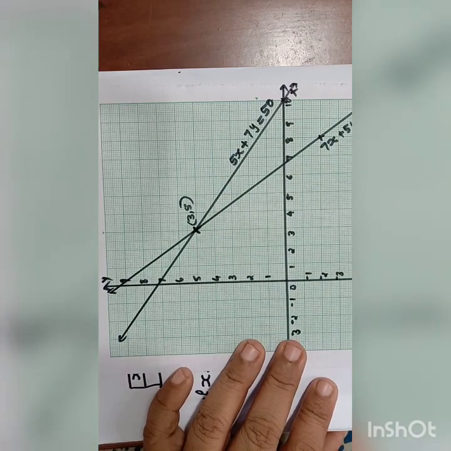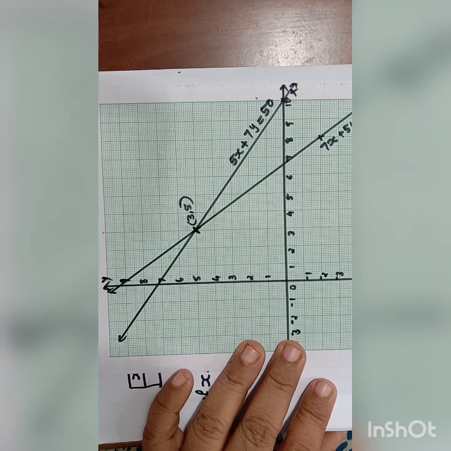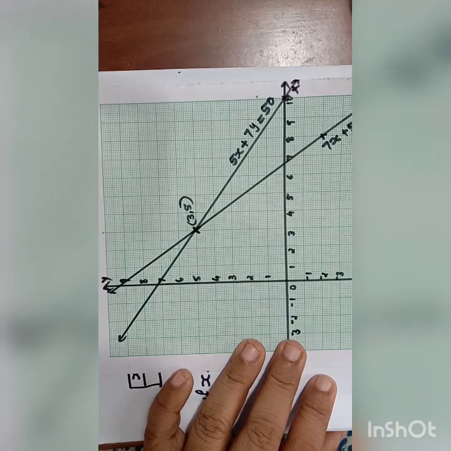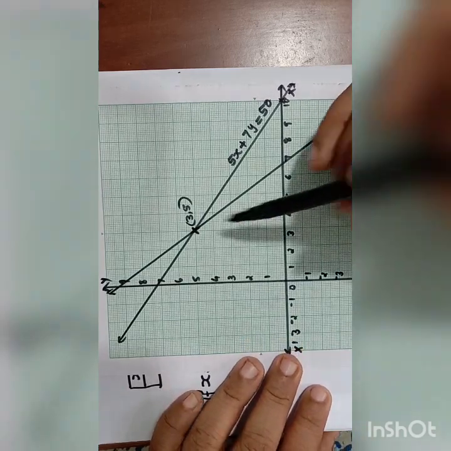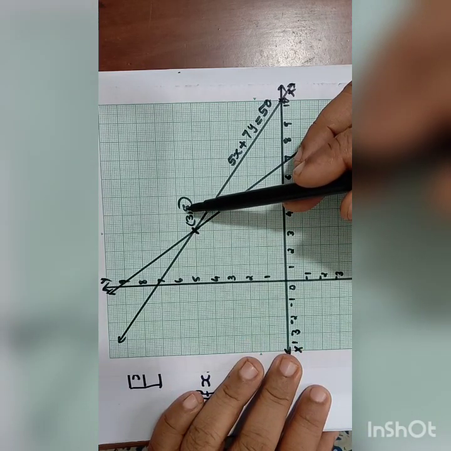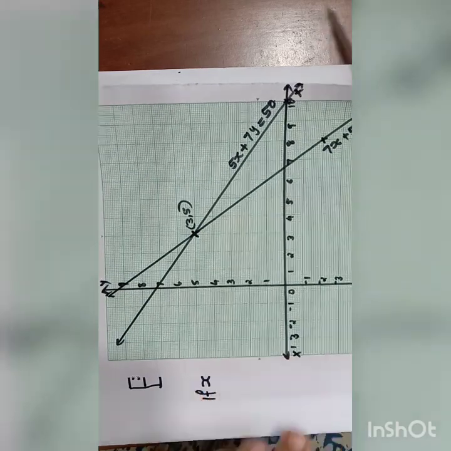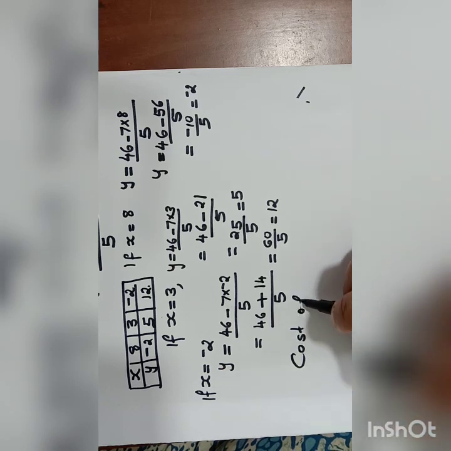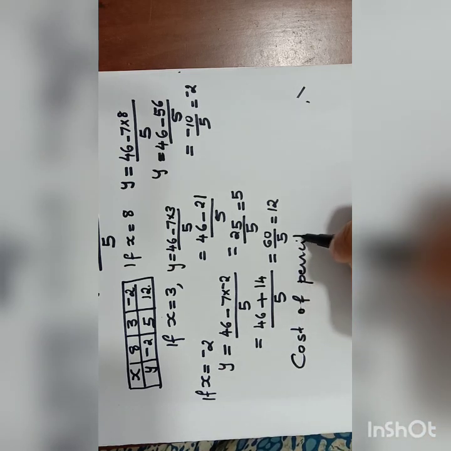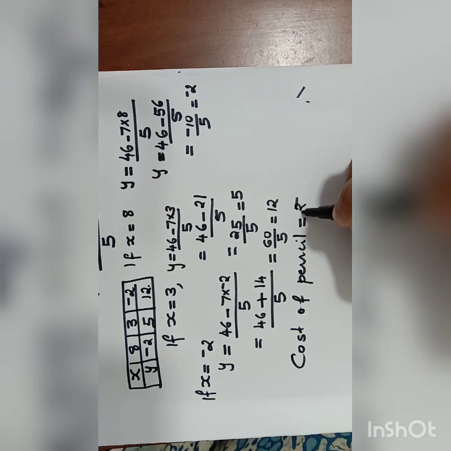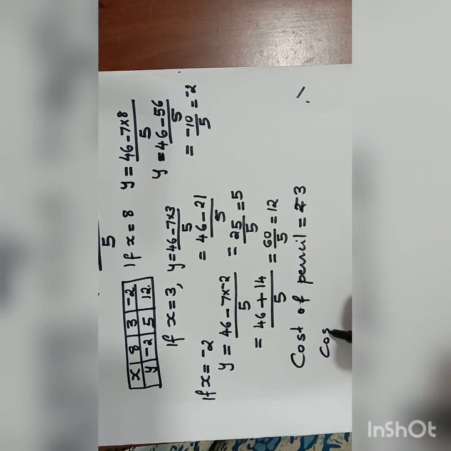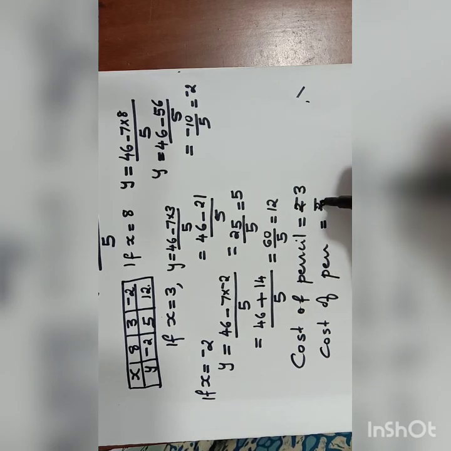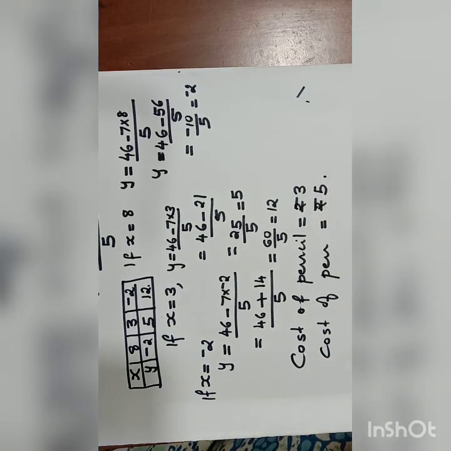So according to our question, what is x? It is the cost of pencil. And what is y? Cost of pen. Therefore, cost of pencil x is equal to rupees 3 and cost of pen is equal to rupees 5. So let us write the answer. Cost of pencil, that is x, that is rupees 3, and cost of pen equal to y, that is rupees 5. This is how we have to do it.